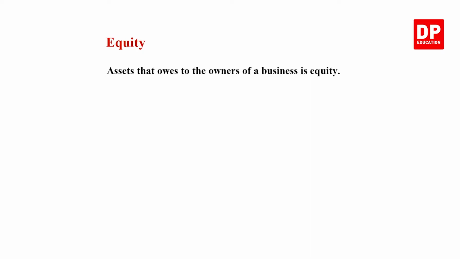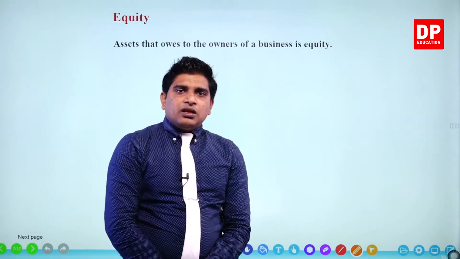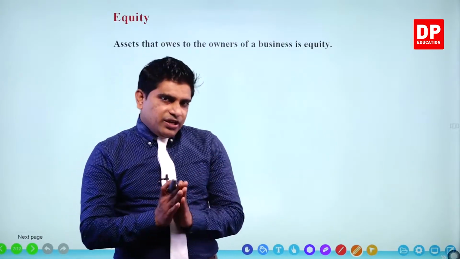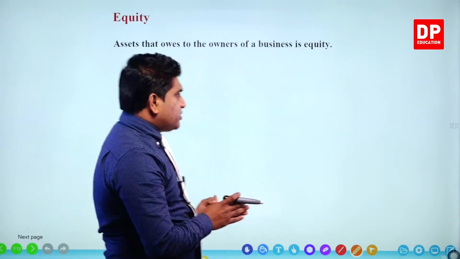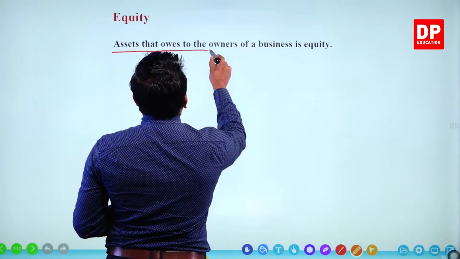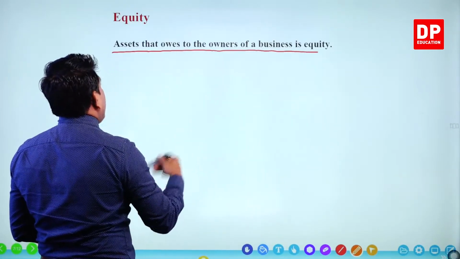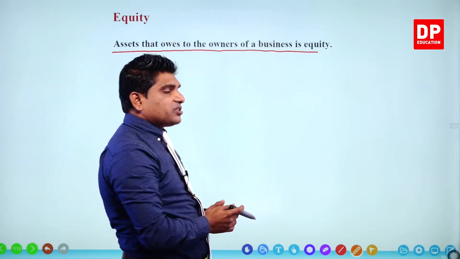It is equity. Remember this. Asset side finish. Now equity. We'll see the definition. Assets that owes to the owners of a business is equity.